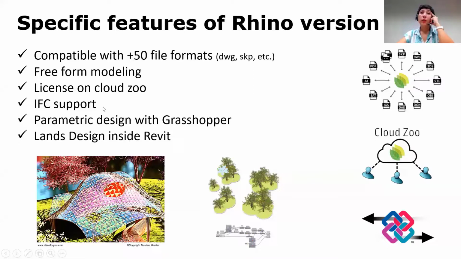We have IFC support, so you can export your project into IFC and open it in other BIM programs. We have parametric design with Grasshopper, so you can apply algorithms to create geometry, to link geometries together, or to link data to geometry. And also we have the possibility to open Lands Design projects inside Revit through the Rhino inside Revit workflow.